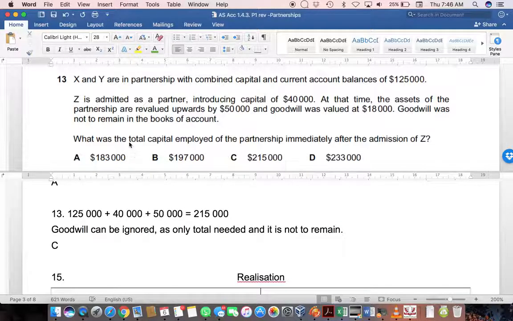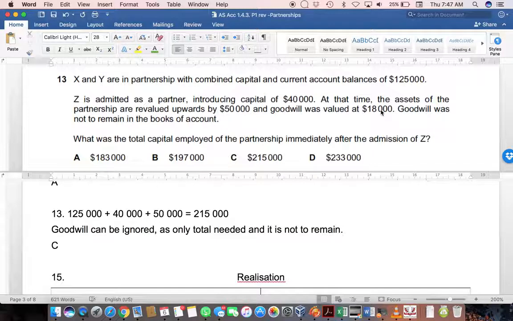Now, the total capital employed means the total amount of money that is actually available to the business. So obviously what we'll do is we'll start with this combined capital and current account balances of 125,000. In other words, that is the equity at the beginning of the period, and we are looking at total equity. So we'll start with 125,000, and we'll then add the 40,000 that Z contributes in cash or other assets. We will then also need to add on 50,000 for the revaluation of the assets that were there.